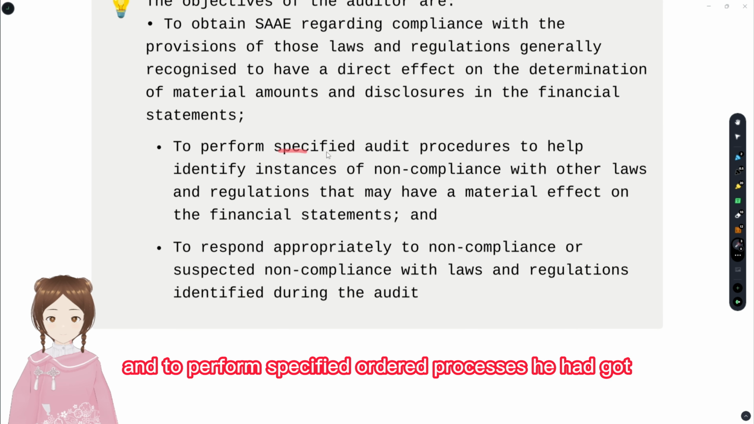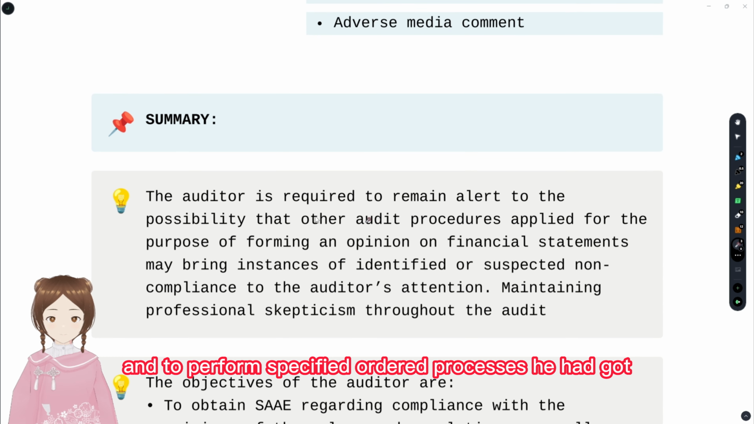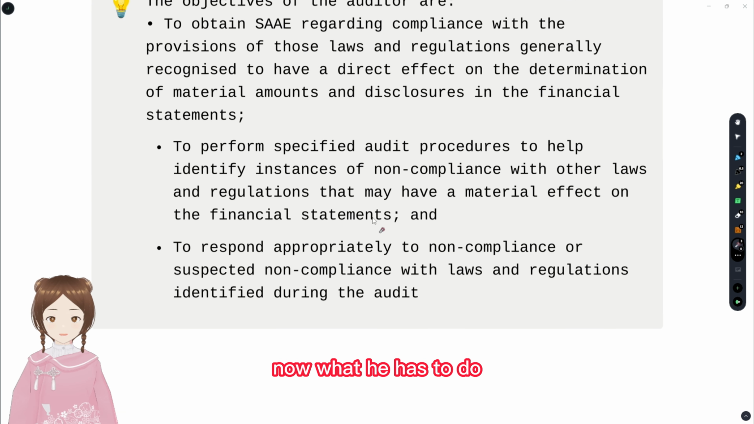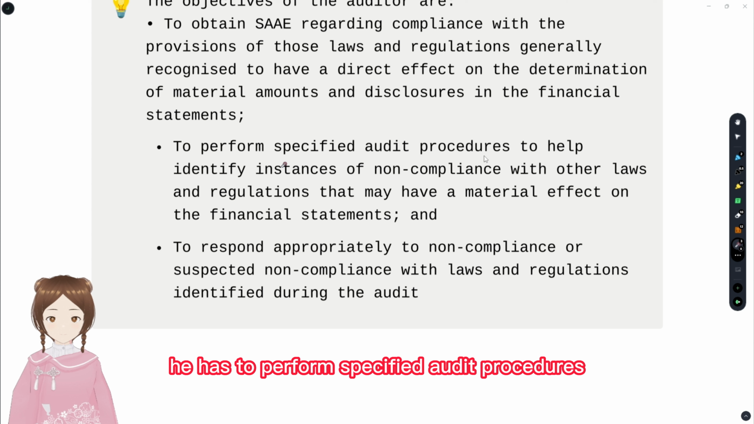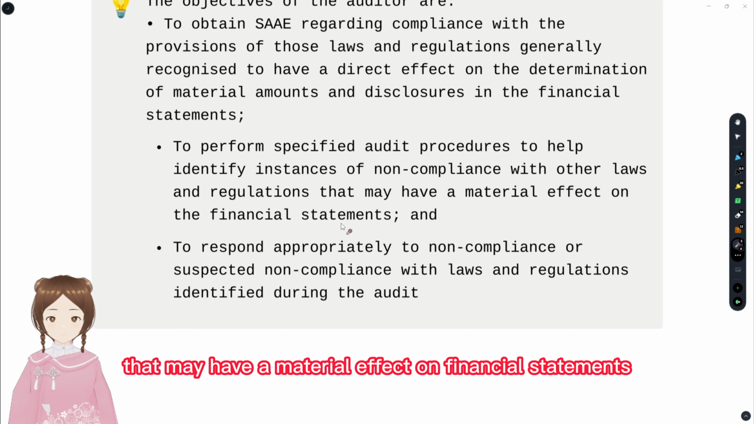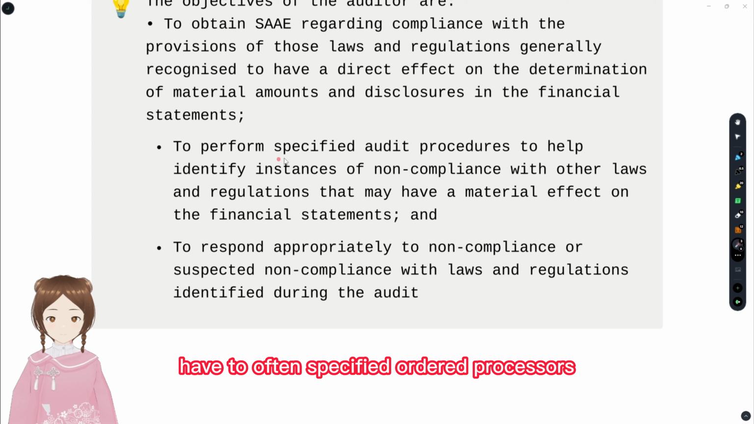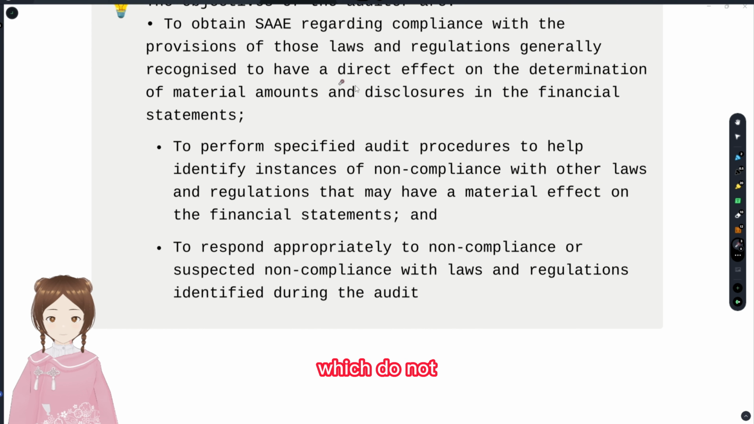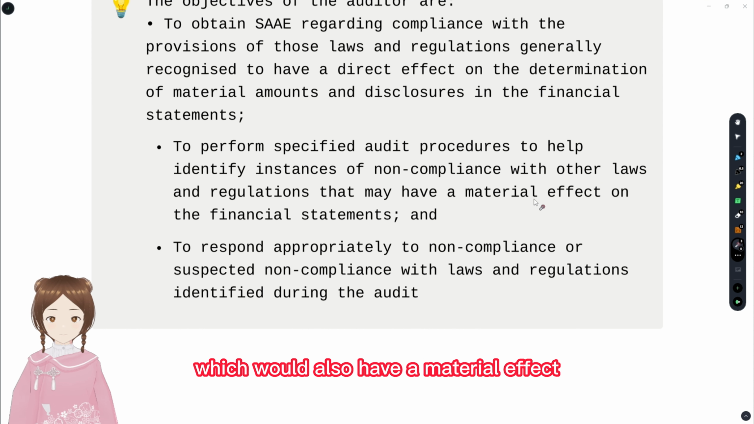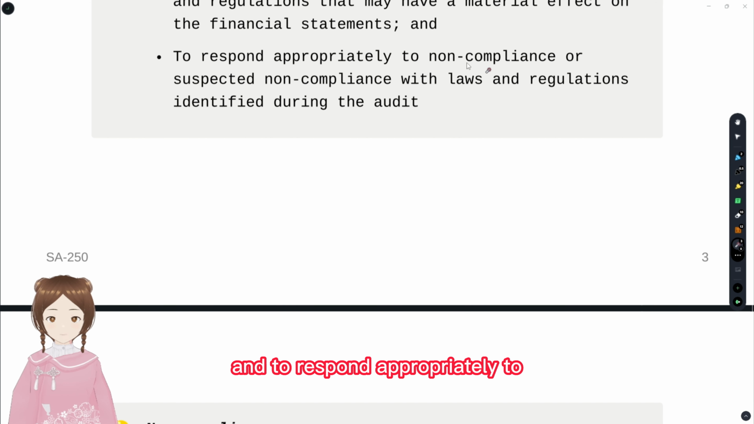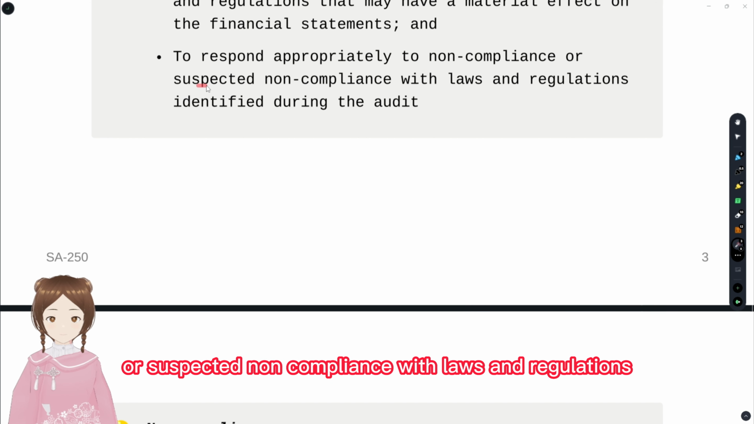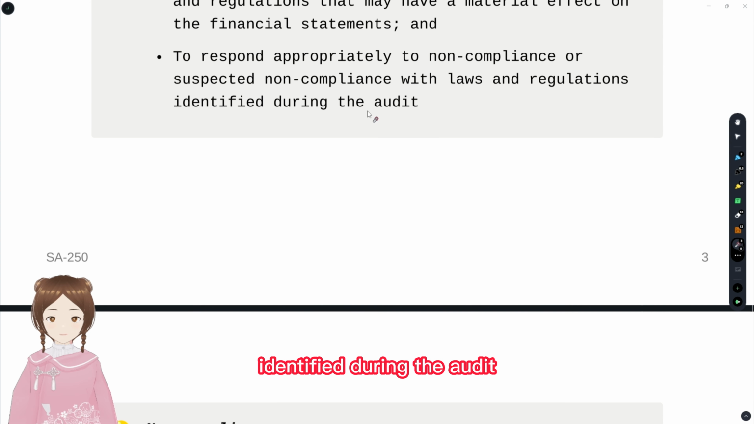And to perform specified audit procedures. See, he had applied some normal audit procedures and found a few instances of non-compliance. Now what does he have to do? He has to perform specified audit procedures to help identify instances of non-compliance with other laws and regulations that may have a material effect on financial statements. He has to perform specified audit procedures to find any instance of other laws and regulations which would also have a material effect, and to respond appropriately to non-compliance or suspected non-compliance with laws and regulations identified during the audit.